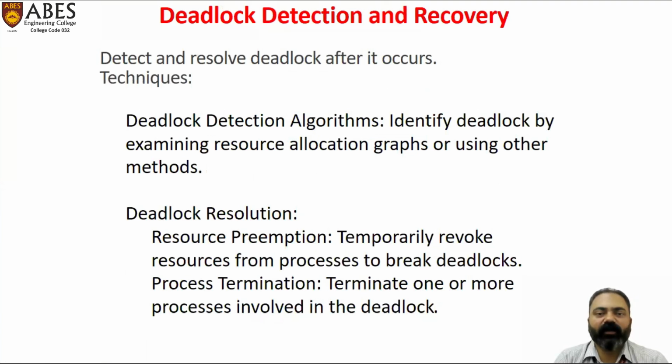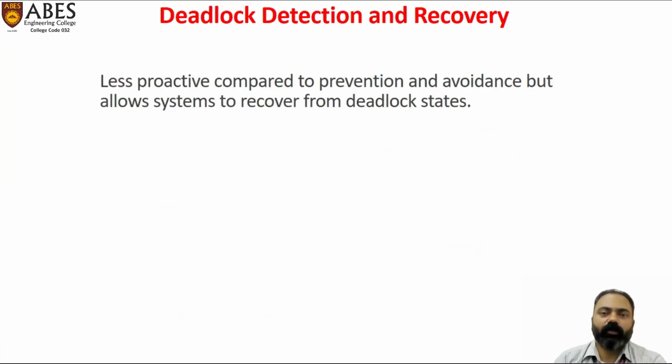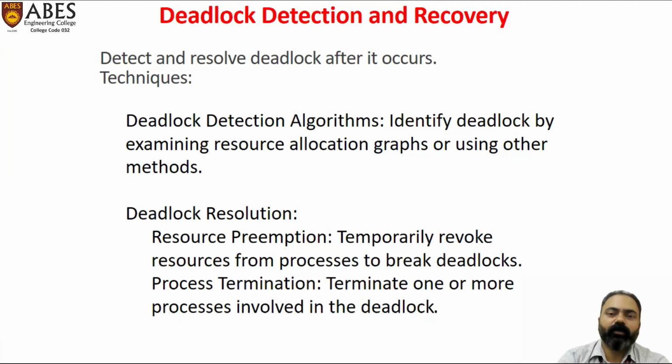Next, deadlock detection and recovery. Detect and resolve the deadlock if it occurs. So, if deadlock occurs in a system, then we have to identify where the deadlock is, or by which process the deadlock is occurring. Then we resolve it. There are two or three methods for resolving. First is resource preemption: temporarily revoke resources from a process to break deadlocks. Second is process termination.